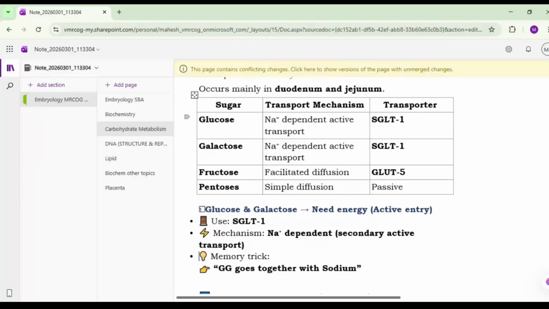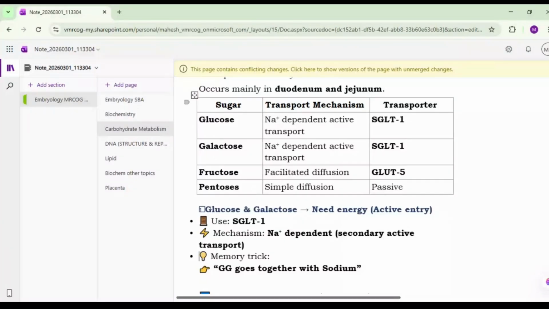Now concentrate on the transporters. Okay. See, now there is a digestion. We are now at the level of absorption. So glucose is there. Now there is a sodium dependent active transport, and the transporter which is used is SGLT1. For galactose, there is a sodium dependent active transport, and the transporter which is used is SGLT1 again. For fructose, it is a facilitated diffusion, and the transporter is GLUT5. And for pentoses, it is just a simple diffusion, which is passive in nature.